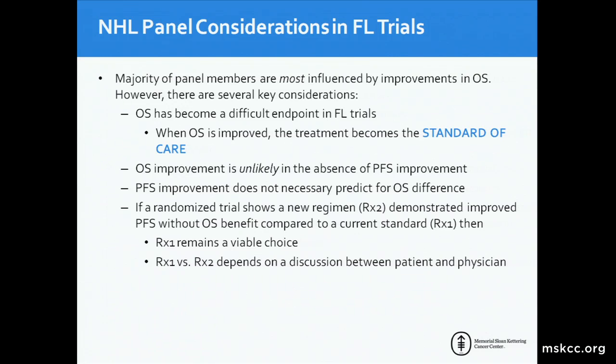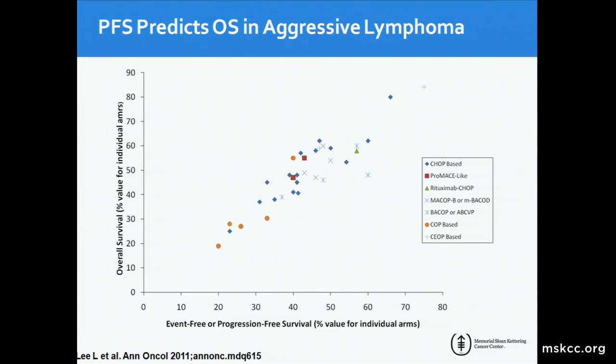So this results in this phenomenon, and this is a little tricky. So if you have a randomized trial, treatment 2, compared to the standard, treatment 1, and there's an improvement in progression-free survival, but not overall survival, then treatment 1, the original standard, remains a viable option. And the decision to use treatment 1 or treatment 2 is going to depend on the clinical circumstances and discussions between the patient and physician.